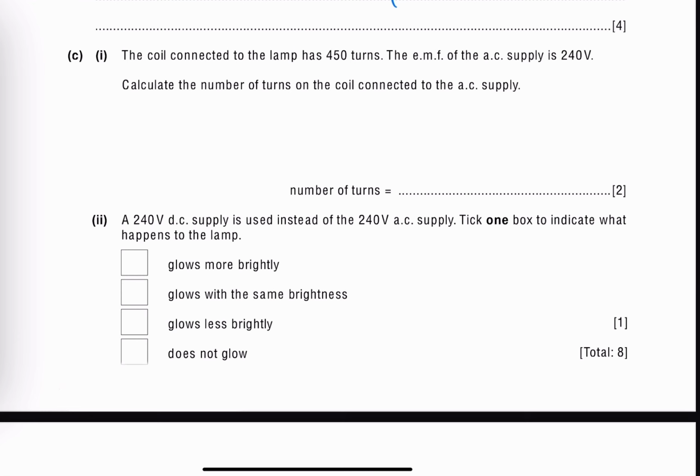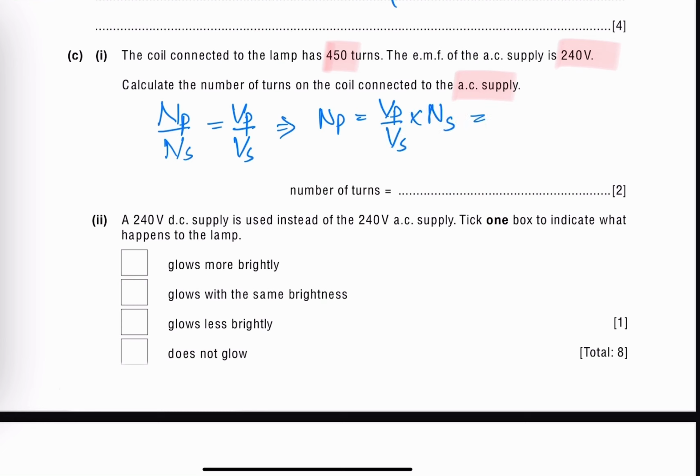The coil connected to the lamp has 450 turns. The EMF of the AC supply is 240 volts. Calculate the number of turns of the coil connected to the AC supply. So we have to calculate the number of turns of the primary coil. Okay, so using the transformer equation, NP over NS is equal to VP over VS. So NP is equal to VP divided by VS multiplied by NS.